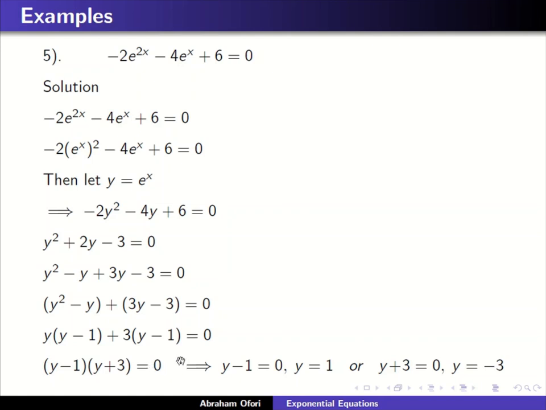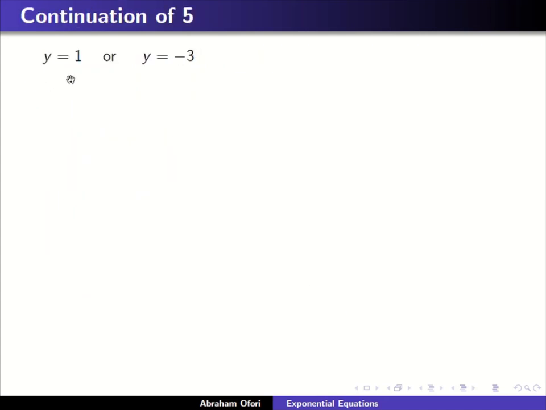Then equal to 0. This implies that y minus 1 is equal to 0, and this will give me y equals 1, or y plus 3 equals 0, and this will give me y equals negative 3. Now you've gotten two values for y, so you need to test both of them using this equation. Y is not what we want. We want x. But here y is representing e to the power x. And so I have to find a way of solving for my x.